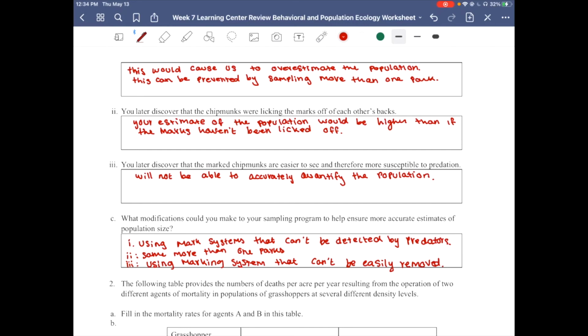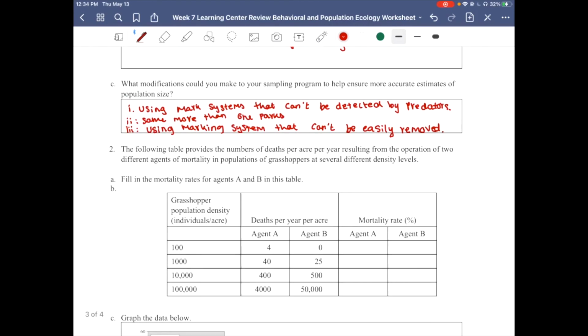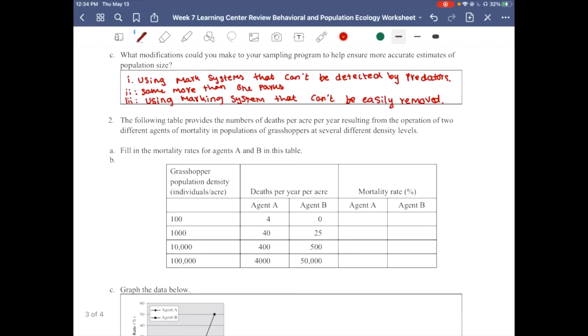All right, next we're going to be shifting gears a little bit. Instead of looking at population estimate, we're going to be looking at different levels of density, and how they change over time based on mortality rate. So let's see. The following table provides the number of deaths per acre per year resulting from the operation of two different agents of mortality in populations of grasshoppers at different density levels. Fill in the mortality rates of A and B in this table.